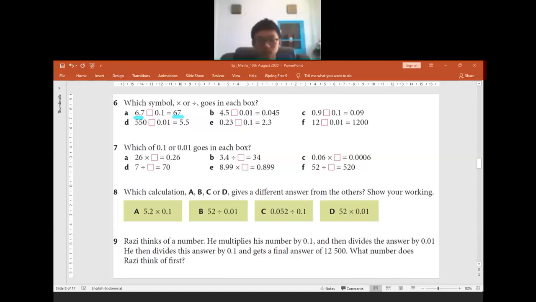Yeah, we divide. We have to divide it by 0.1, because when we divide by 0.1, it is the same thing as we multiply 6.7 by 10. I use this symbol for division because I have no division symbol on my keyboard. Okay, so for question B, what operation do I have to use? Is it multiplication or is it division? It will be multiplication because we have more decimal places. Now for question C, we have to do multiplication because we have more decimal places.